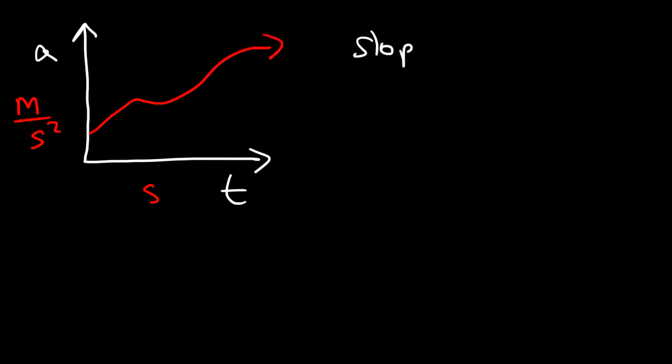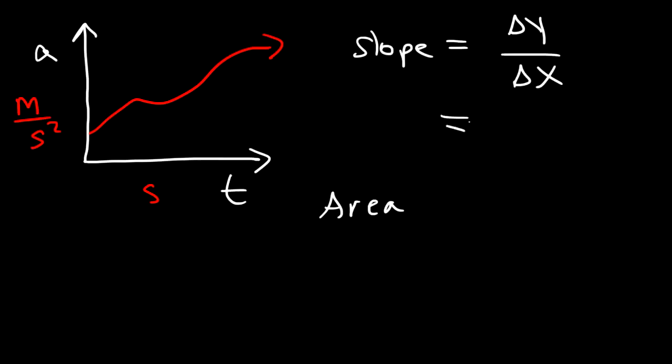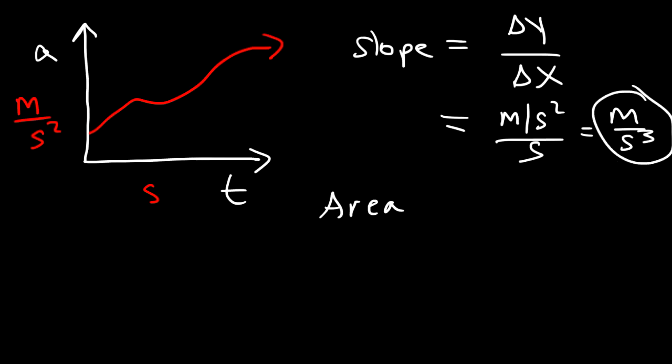Now, what about an acceleration time graph, where acceleration has the unit meters per second squared and time has the unit seconds? What does the slope and what does the area represent for an acceleration time graph? Feel free to pause the video. So we know the slope is the change in y over the change in x. So in this case, that's going to be meters per second squared divided by seconds, which will be meters per second cubed.